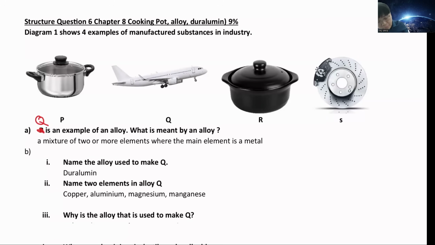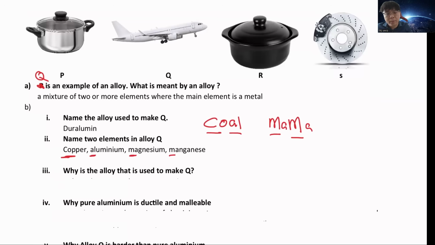For duralumin, you need to memorize what is inside. How do you remember it? Remember "coal mama". Inside there is copper, aluminium, magnesium, and manganese. Why do you choose duralumin to make an aeroplane? Because it is very light and strong. An aeroplane cannot be too heavy. It will be very hard to fly and land. At the same time, it uses a lot of petrol if it is very heavy.